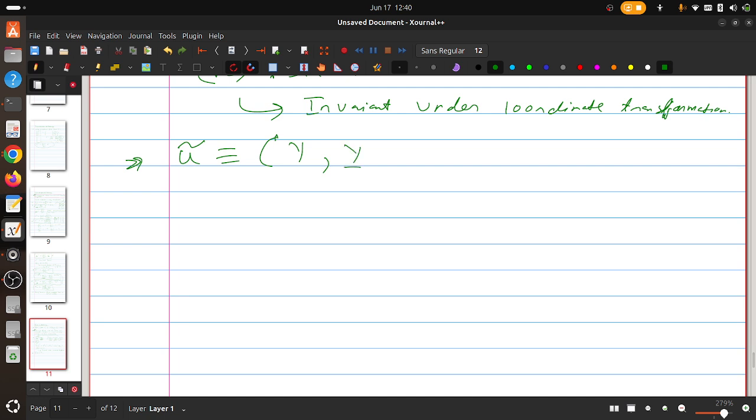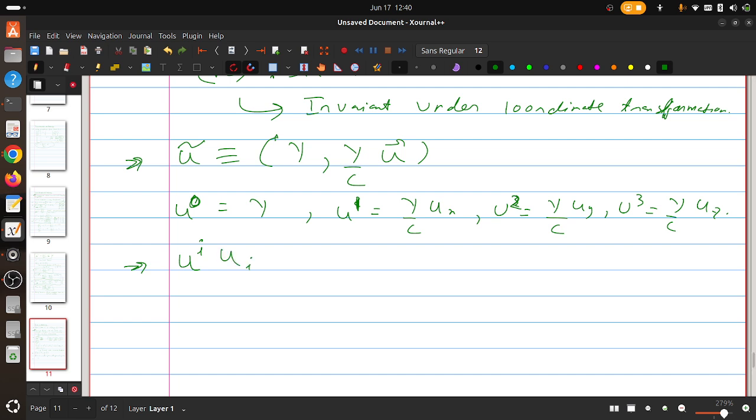So we have our velocity 4 vector as gamma comma gamma by c and u vector. Let's write explicitly what the components are. U0 is gamma, u1 is gamma by c ux, u2 is gamma by c uy, and u3 is gamma by c uz. Okay, fine enough. Now let's see what the term u^i u_i means. Here we are simply contracting the u's, the u contravariant and covariant.